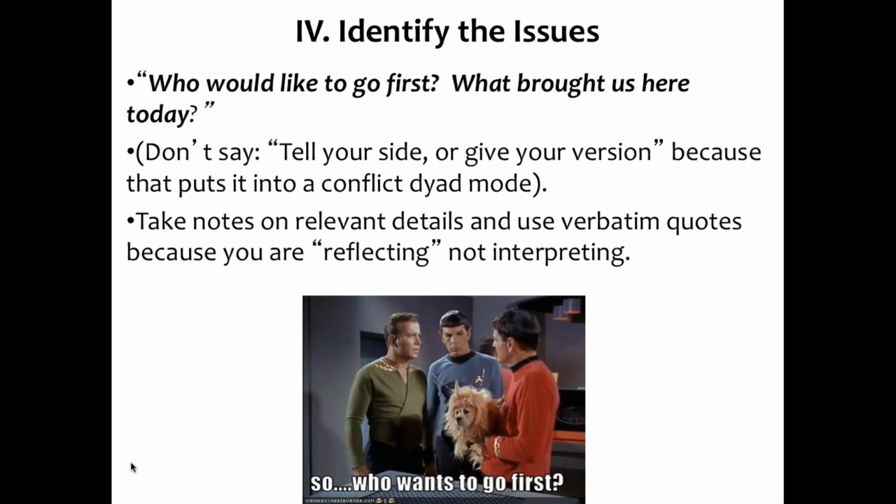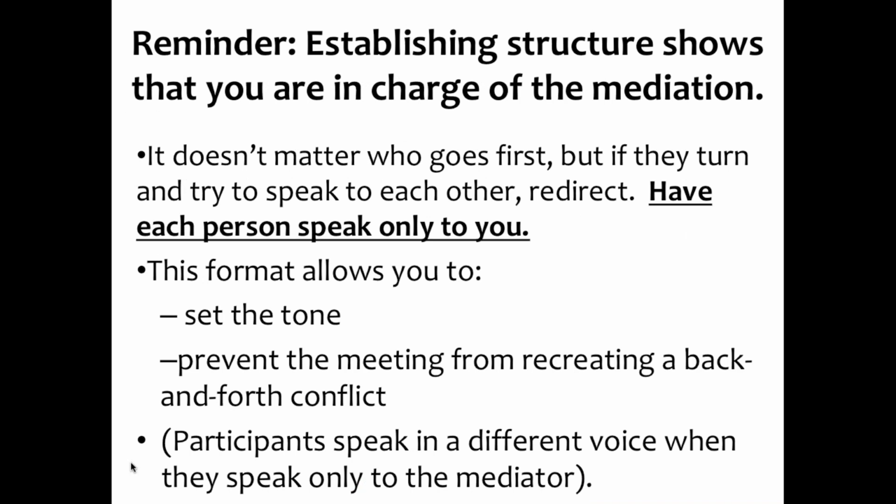Now, notice that when I was speaking as the mediator, I was talking slower than I normally do, just to make sure everyone hears. And I'm not going to start the meeting by saying, okay, tell your side or give your version, because we don't want to set up sort of a dyad conflict mode. And what I'm doing is I have a piece of paper that I've split down the middle, one side with one participant, the other side with the other, and I'm writing down their exact words because I am not interpreting what they're saying. I'm not adding my own spin on it. I'm simply reflecting, which is like holding up a mirror. And the reason we establish that structure is to put people at ease.